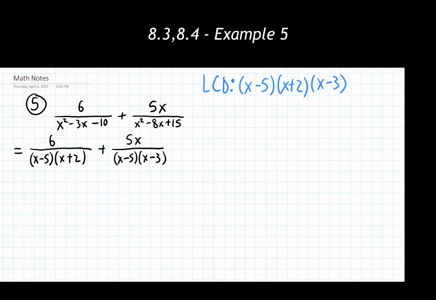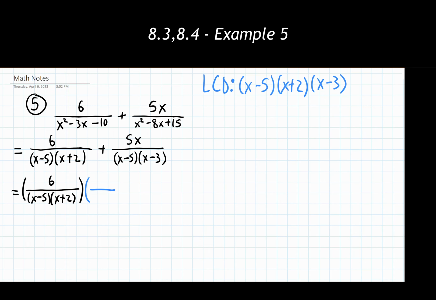So now, step 2 being done, I'm moving on to step 3, rewrite each rational expression to have the lowest common denominator. So looking at the first rational expression, what does that need to be multiplied by so the denominator is the same as this full lowest common denominator up here?